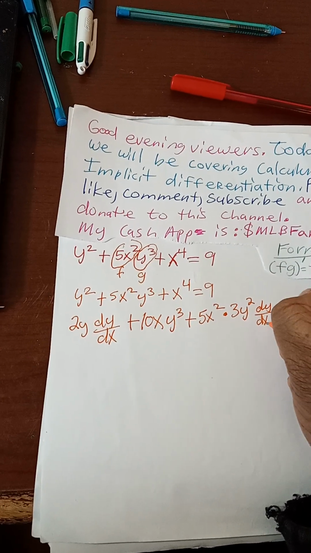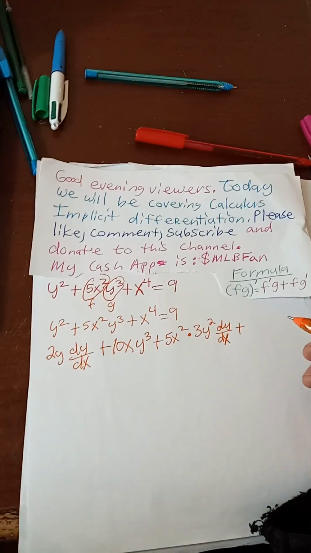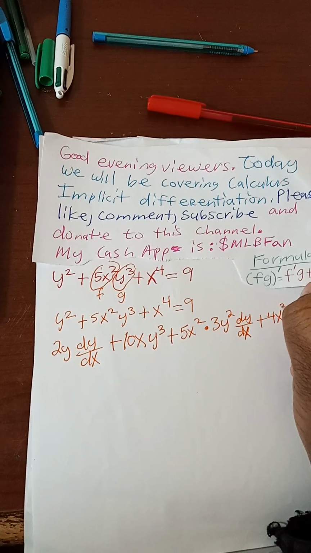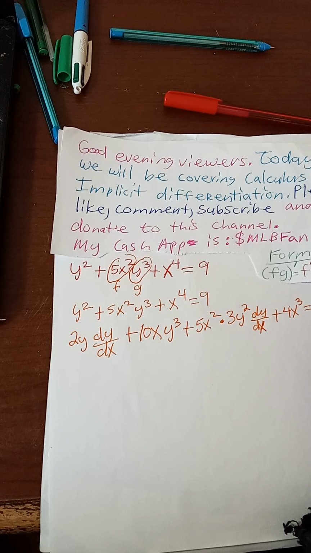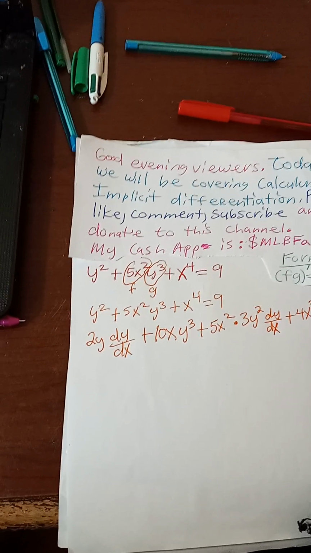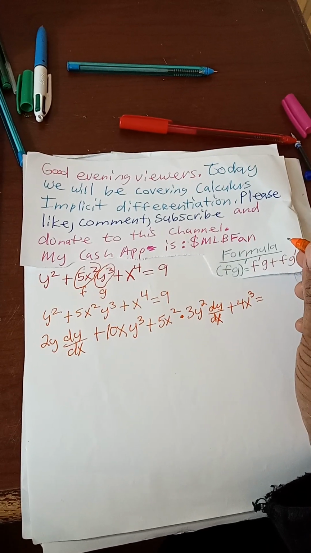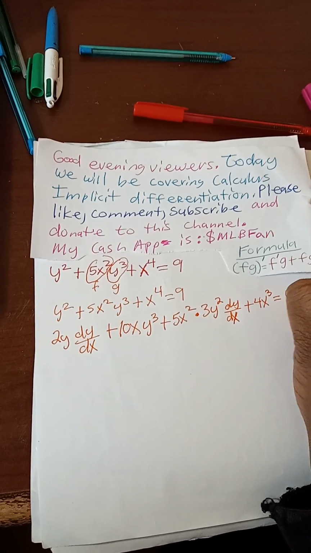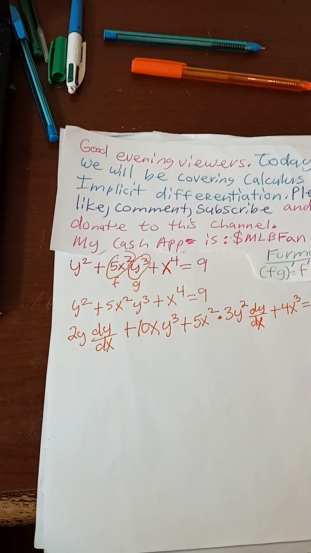and then plus the derivative of x to the fourth, which is 4x cubed, and the derivative of 9 is 0. The reason why the derivative of 9 is 0 is because it is considered a constant, in the form of a number without a letter. So that goes to 0. Okay, so now we are in business here.